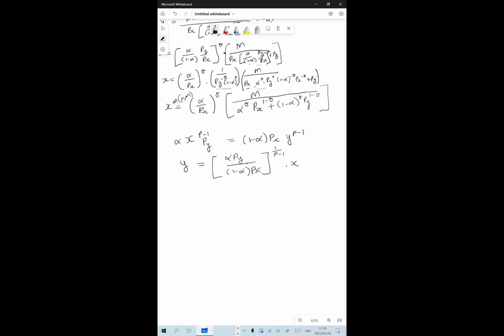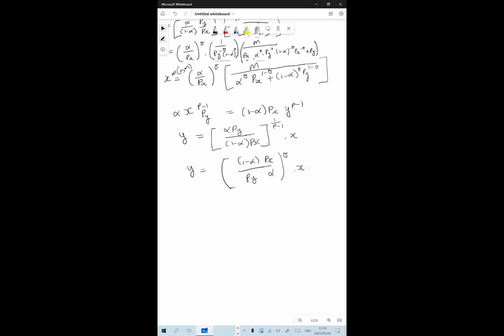And remember we said that 1 over rho minus 1 is negative sigma. So if we move things up, we're going to get a positive sigma. So we can do this. So this is our y.